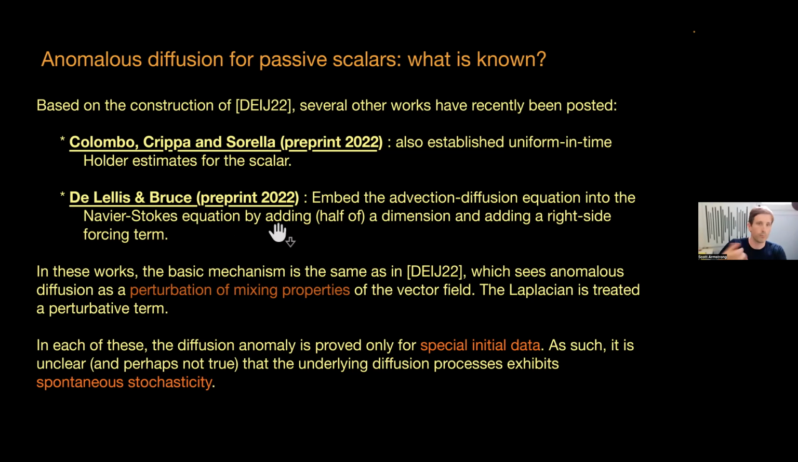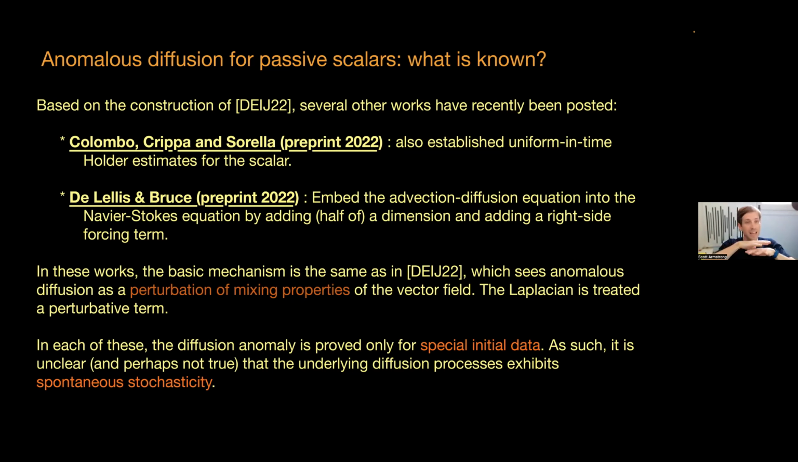And you plug it into the Navier-Stokes equation, you see what the right-hand side is. It'll pop out a right-hand side, and you can call that right-hand side a force. And then anomalous diffusion for the passive scalar is anomalous dissipation for the Navier-Stokes equation with that force. So they did this, and they say it's like adding half a dimension. Anyway, in all these works, the basic mechanism is the mixing properties of the vector field.